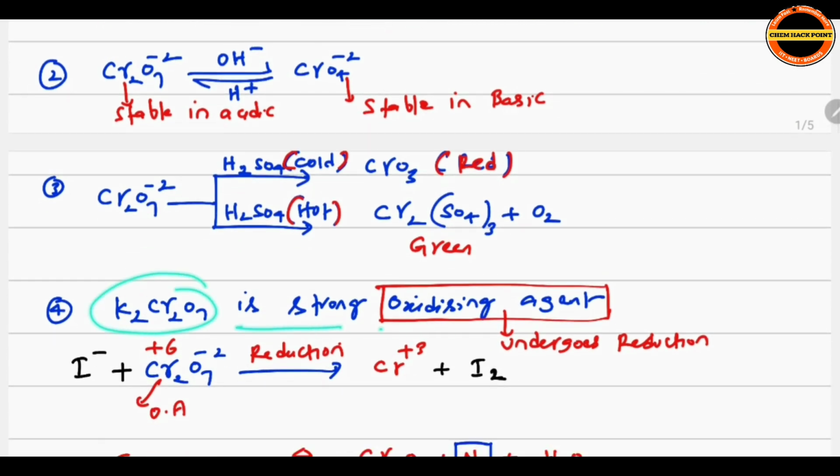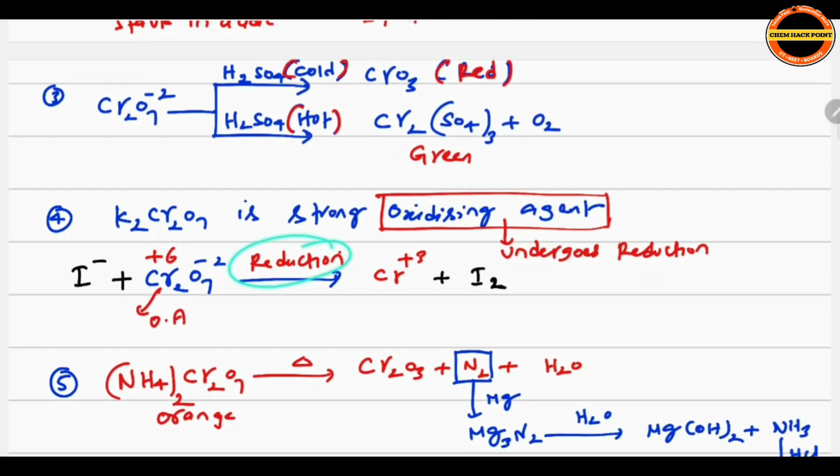K₂Cr₂O₇ is a strong oxidizing agent. It undergoes reduction. If it is undergoing reduction, it forms Cr³⁺. For example, I⁻ is converted into I₂. Cr₂O₇²⁻ acts as oxidizing agent, oxidizing I⁻ into I₂.